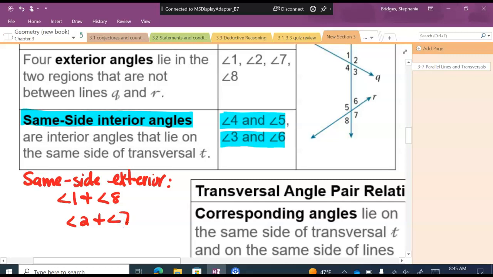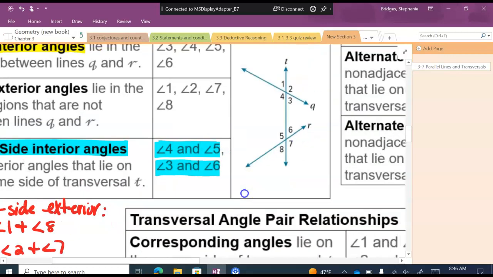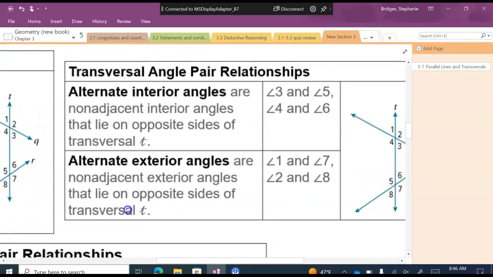Okay. So the same relationships, which we'll get to in a couple of days. Same side interior and same side exterior have the same relationship. You just have to pay attention to where they are. The words tell you same side of the transversal, in between the lines or outside the lines. Everybody okay with those?